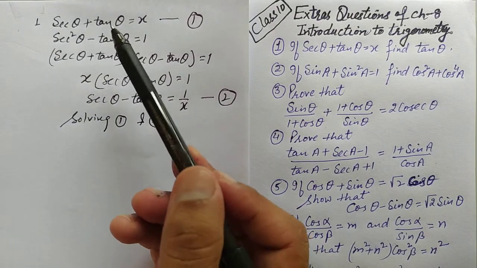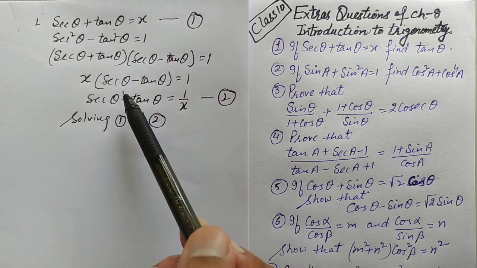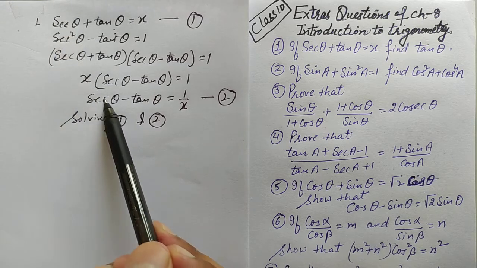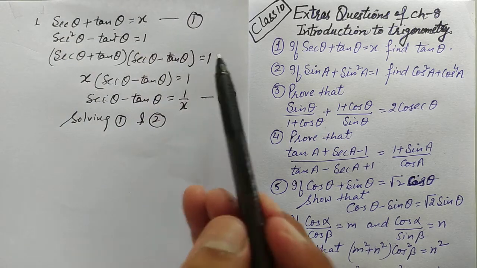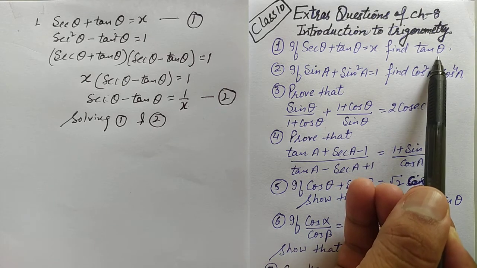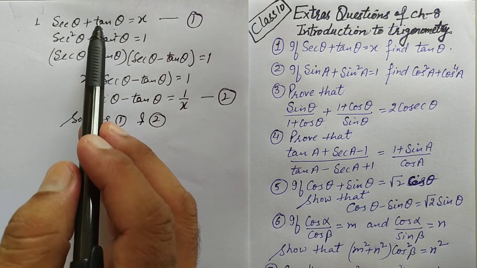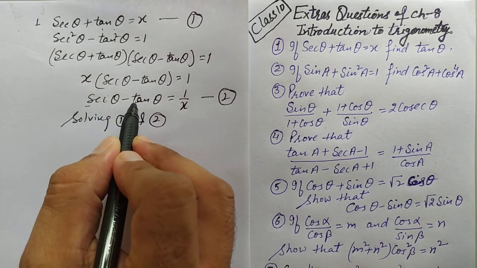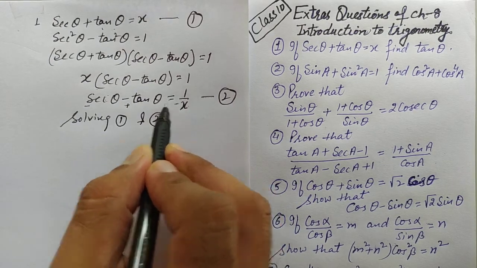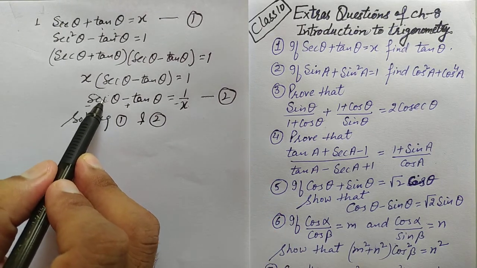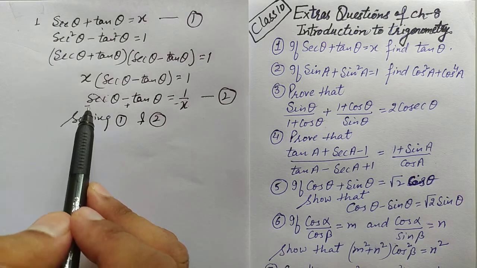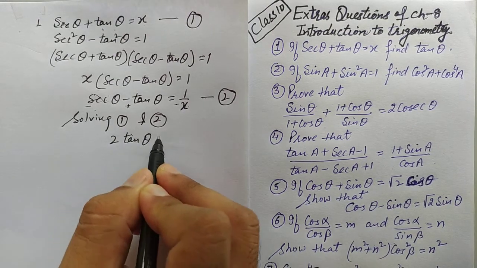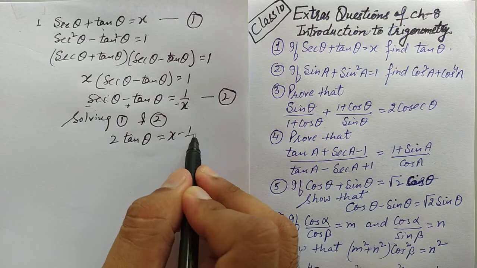If I add these two equations, then tan theta and tan theta will be cancelled, so we get 2 secant theta is equal to x plus 1 by x. But we need the value of tan theta, so we will subtract these two equations, and in subtraction the signs will be changed. So secant becomes minus, tan becomes plus, and the right side becomes minus. Secant theta and secant theta will be cancelled because they are of opposite signs, and tan theta plus tan theta is 2 tan theta, which is equal to x minus 1 by x.